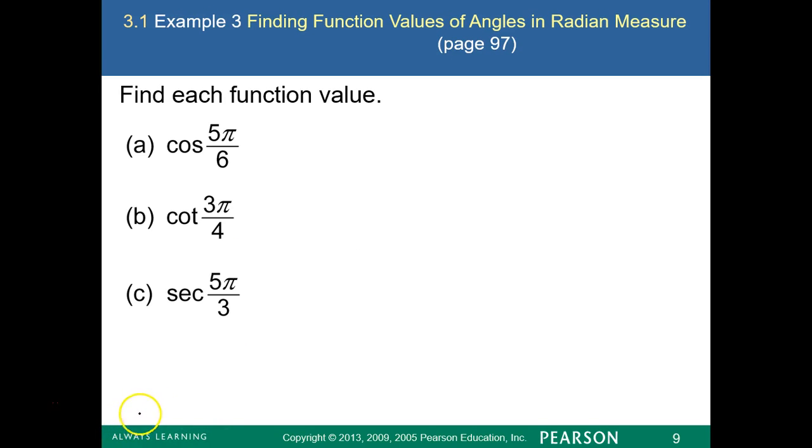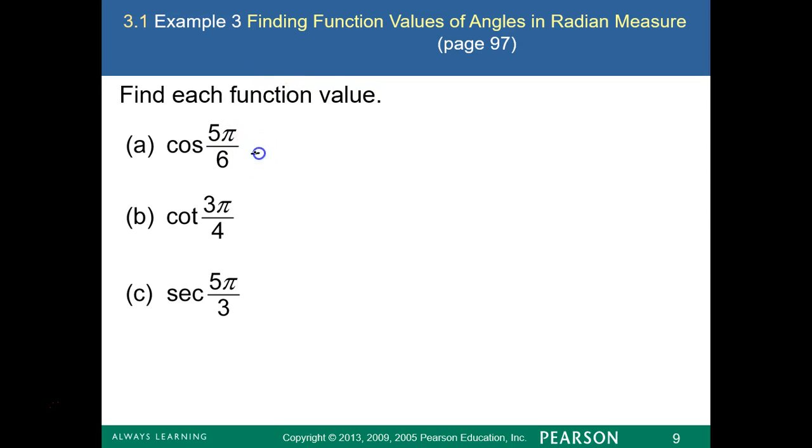Now, this is our last example. What I'm going to have you do is find each function value, just like we have found the function value for, say, cosine of 30 degrees or tangent of 45 degrees. You've learned how to find those values before in class. So I'm going to show you how to find these values with radian measures being used instead of degrees. We're just going to convert to degrees for now.